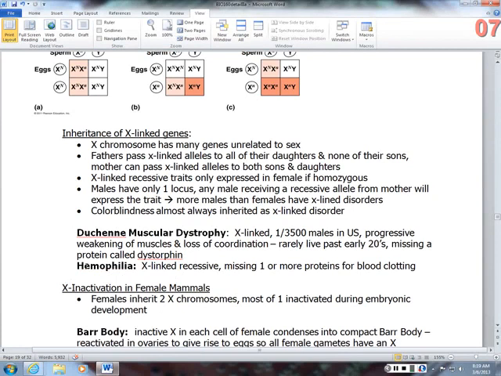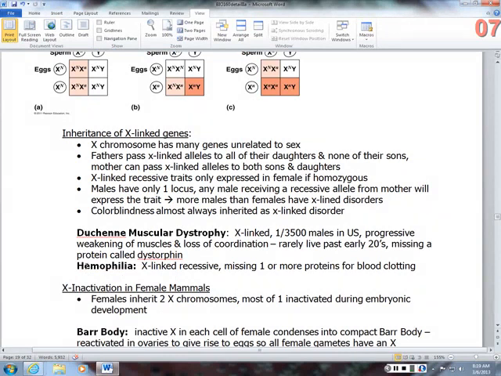So Duchenne's muscular dystrophy is also another X-linked disease. About 1 in 3,500 males in the U.S. It results in progressive weakening and loss of muscle coordination. These individuals will rarely live past their early 20s because they are missing a protein called dystrophin.